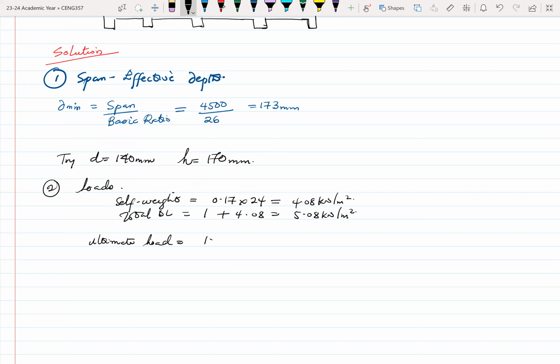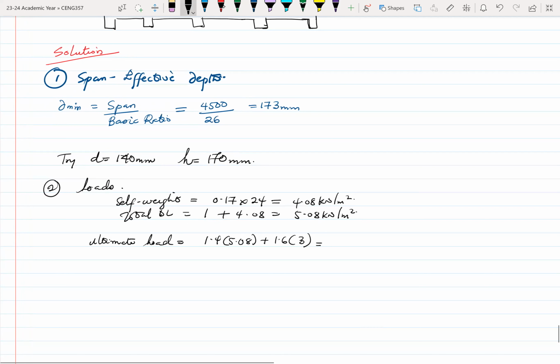This is 1.4 times 508 plus 1.6 times 3 for the live load. All right. So this should give us, I think, 11.92 kilonewtons per meter squared.